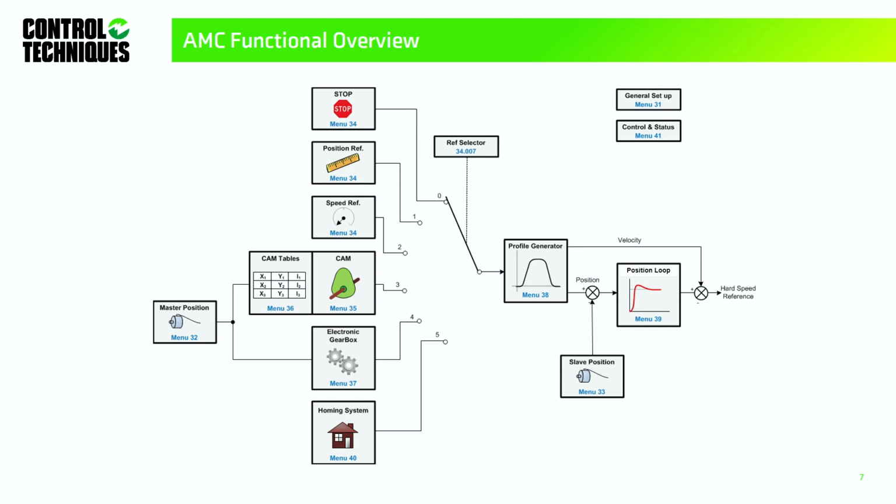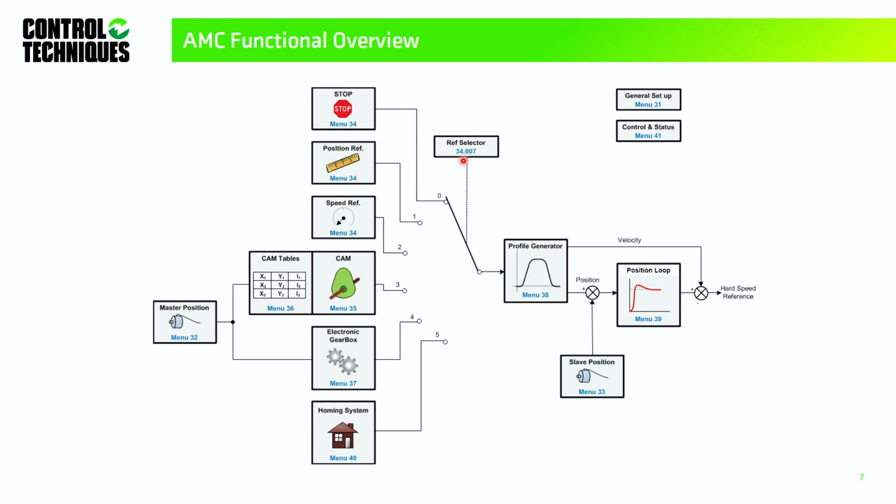So up in the upper right corner, this is what we're going to talk about today. The general setup is done in menu 31. And then right underneath that, the control and status is menu 41. Let me do my laser pointer there. So here is menu 41. Then if we move over here, the key to the AMC is menu 34, parameter 7.